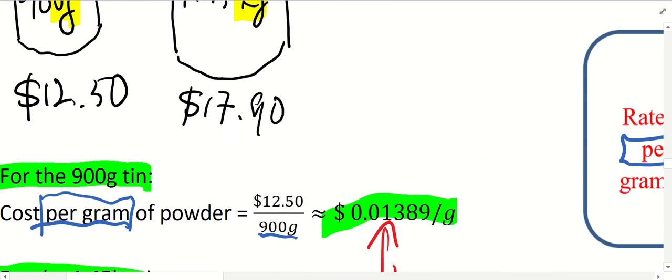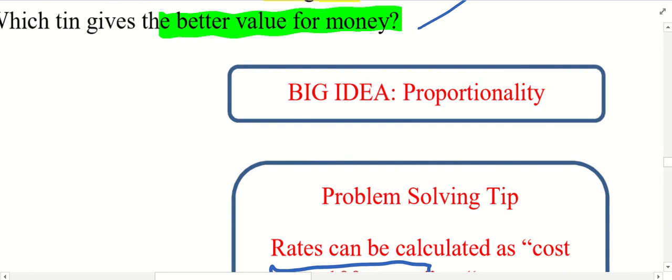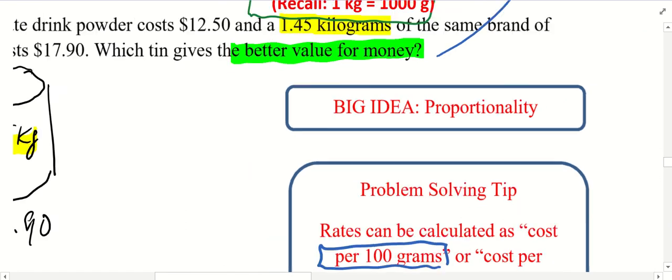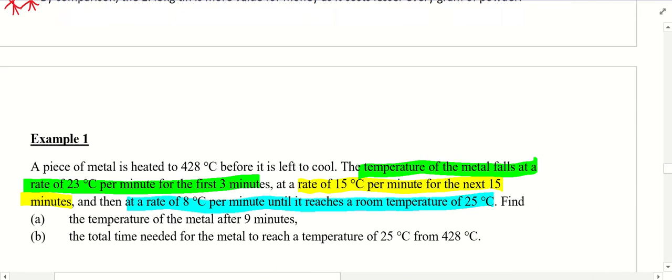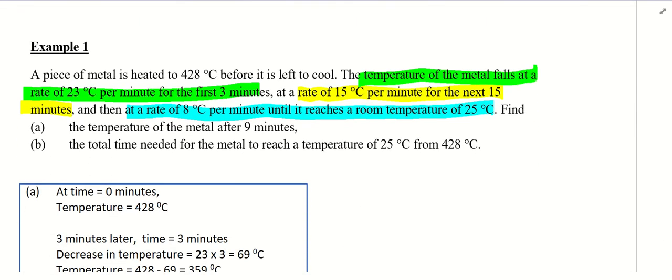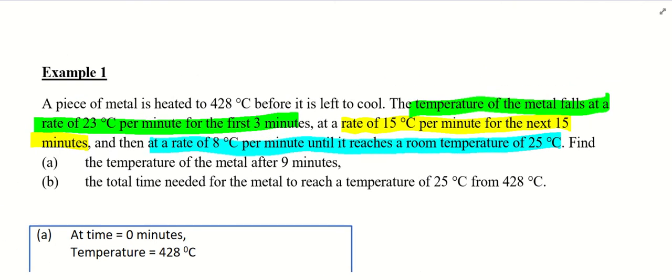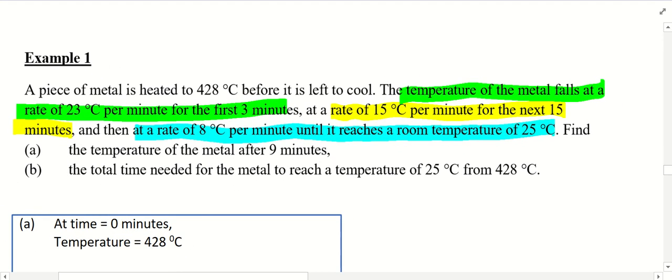Okay, the word proportionality may mean different things for different questions. When time comes, I will discuss this again. All right, let's move on to the next question. Okay, this example here is pretty difficult. Okay, if you read the question, let's look at the question.